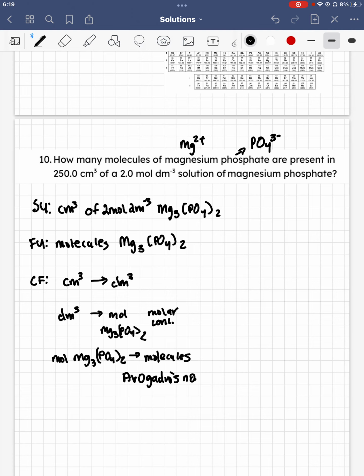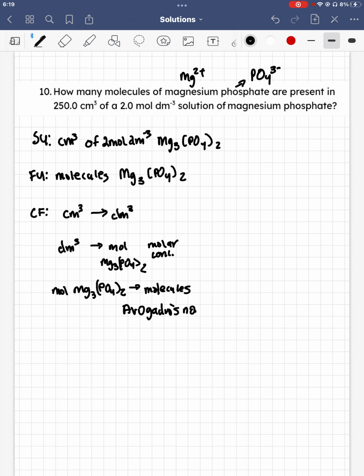Avogadro's number. All right. So 250 cubic centimeters of Mg3(PO4)2 aqueous times 1 decimeter cubed over 1,000 cubic centimeters, again, of Mg3(PO4)2 aqueous. I do encourage you to write that entire thing each time. I just don't want this video to go on and on and on.